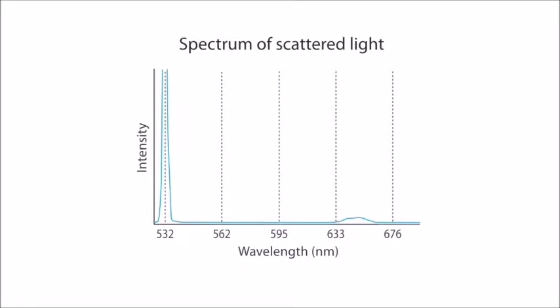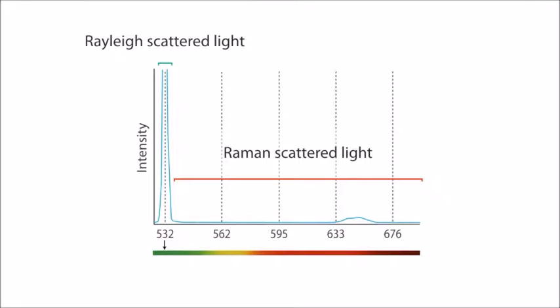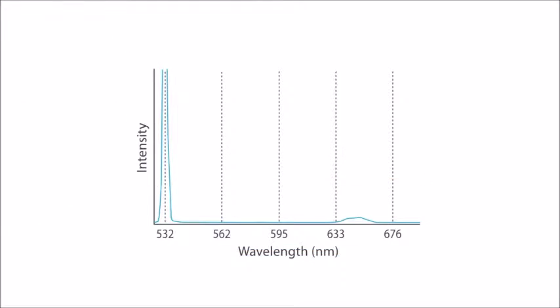This is the spectrum of scattered light from the sample. Because we are using a 532 nanometer excitation wavelength, we can detect both strong Rayleigh scattered light at 532 nanometers and weak Raman scattered light at a longer wavelength. Light at 532 nanometers is visible as green light. Therefore, at first, a strong green light was observed. Raman scattered light, on the other hand, is too weak to be seen.